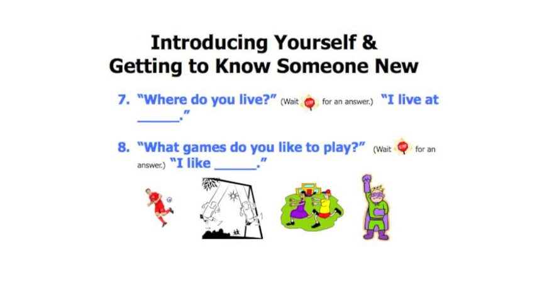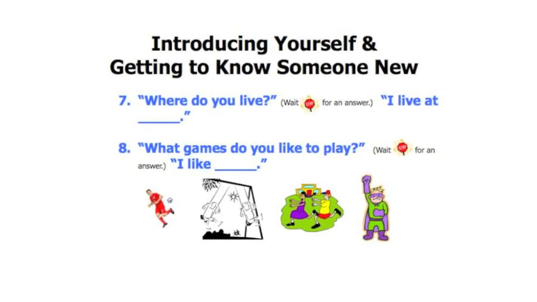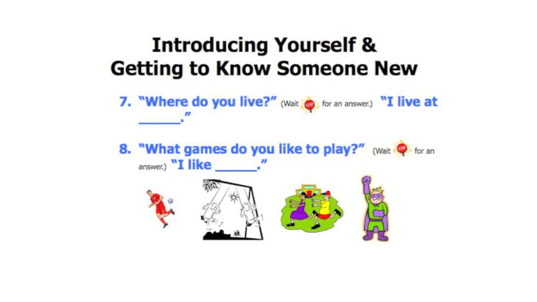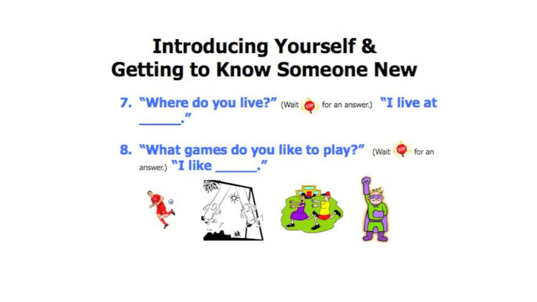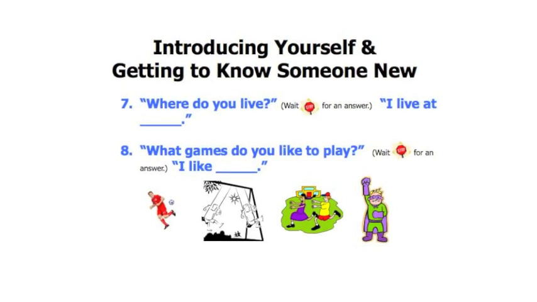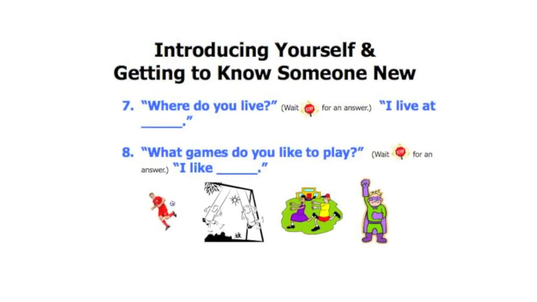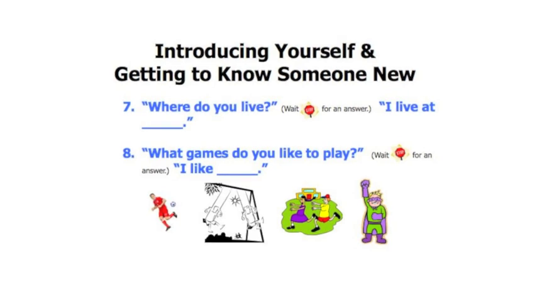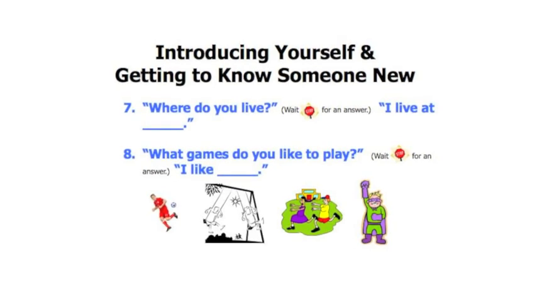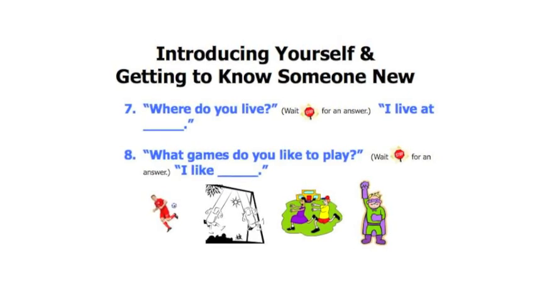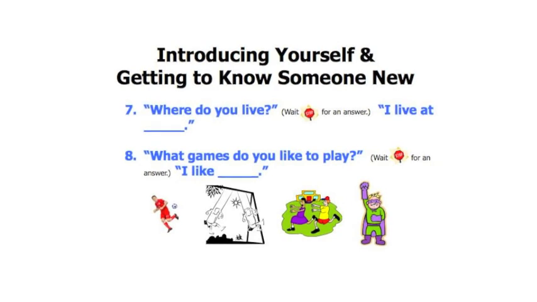We have the little stop signs there, "wait for an answer," because kids, when they read this and practice it, sometimes go line to line and just run over each other. So this slows them down a little bit, and with role playing and them actively using it, it becomes a little bit more natural for them. So this will be introducing yourself and getting to know someone new.